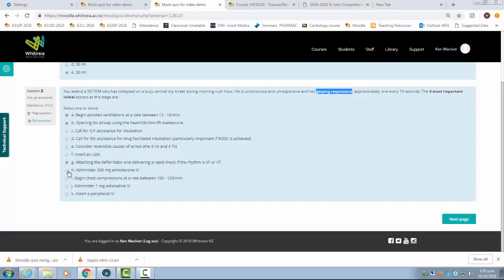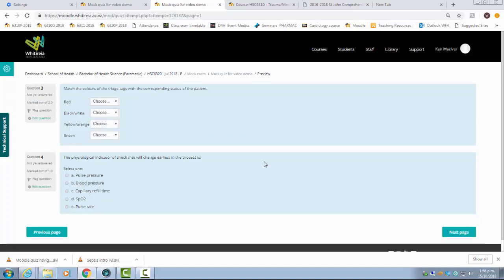So that's 1. Administer amiodarone, no. Begin chest compressions, absolutely. Good basic cardiac arrest management. Administer 1 milligram of adrenaline, not initially. Insert a peripheral IV, not initially. So I've got 1, 2, 3, 4, and I'm happy with those selections. So I just will continue to the next question.